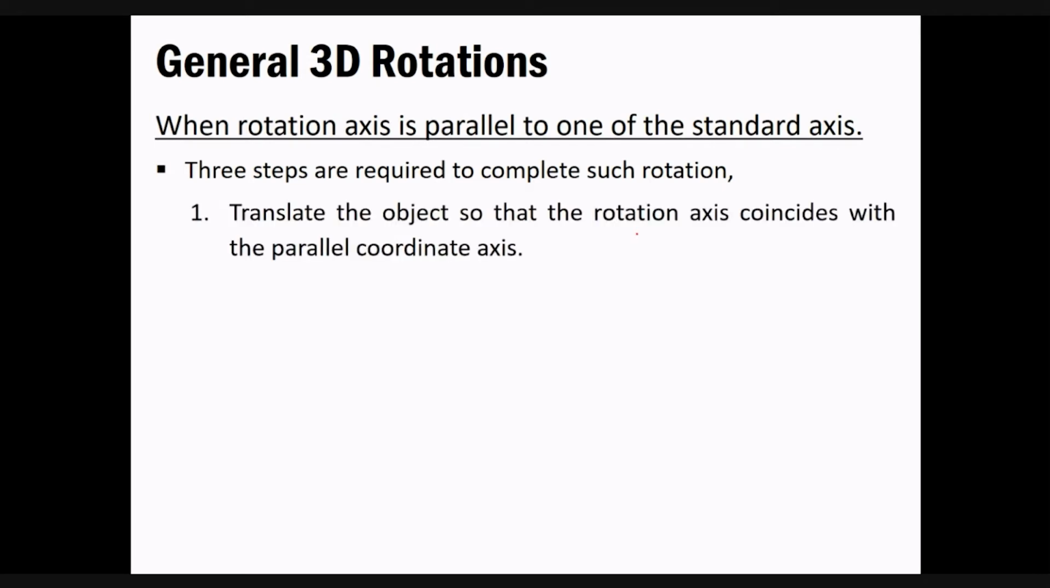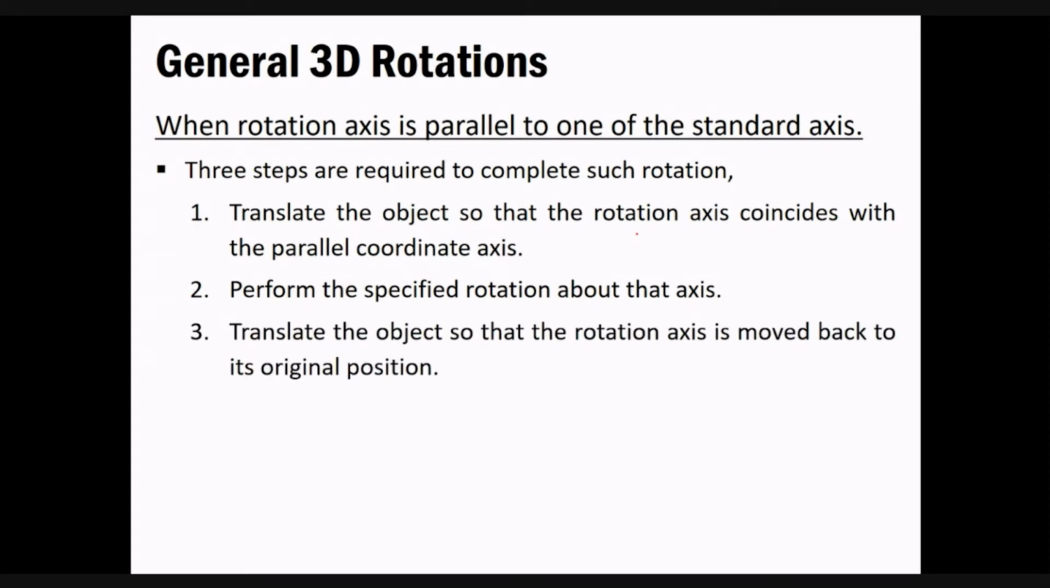So the very first step that you have to perform is to translate the object so that the rotation axis coincides with the parallel coordinate axis. You have to translate it in such a way that the rotation axis goes onto the parallel coordinate axis. The second thing is to perform the specified rotation about that axis. If you are with any of the standard axes, then the equations and the matrix you already have, you can just take them and perform your operations.